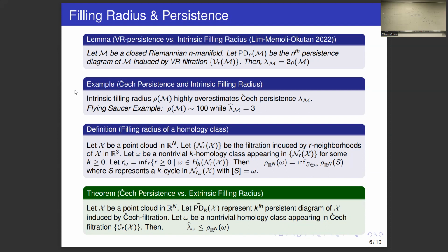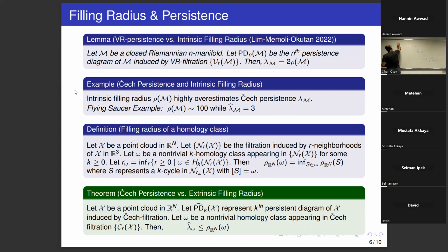Now, good question here. Must they be the same or not? Unfortunately, the way I define this, they are not the same. For example, for a circle of radius 1, the Čech lifespan is just 1. Imagine this, a very simple example. Let's say this is S1 in R2.